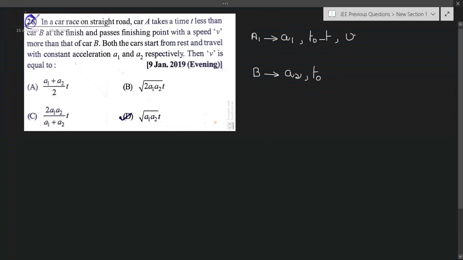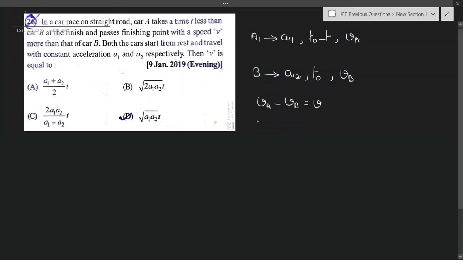Let's take the velocity of car A as VA and the velocity of car B as VB. And they have mentioned that by the time car A reaches the finishing point, the velocity of car A is V more than that of car B. So VA minus VB is equal to V.